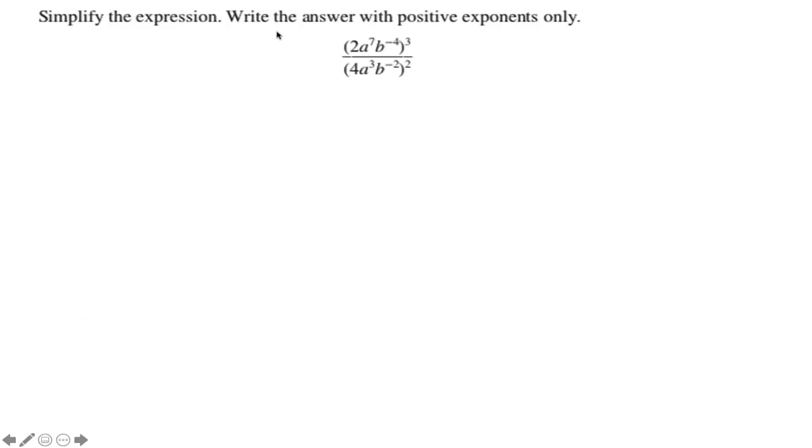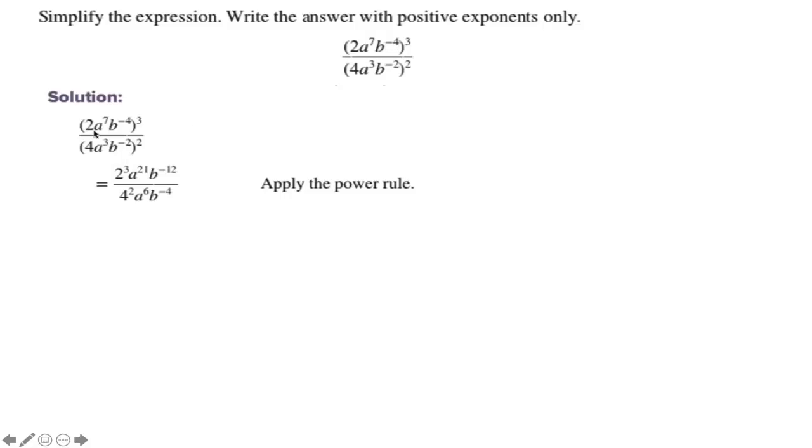Okay, so we want to simplify this by putting everything into positive exponents. So again, all this is to the 3rd power, and then all this is raised to the 2nd power. So this power can distribute to each of these. So 2 to the 3rd power, and then a to the 7 to the 3rd is 3 times 7 is 21. So again, we multiply the exponents. 3 times the negative 4 is negative 12. 4 squared is here, then 2 times 3 is 6. 2 times the negative 2 is negative 4.